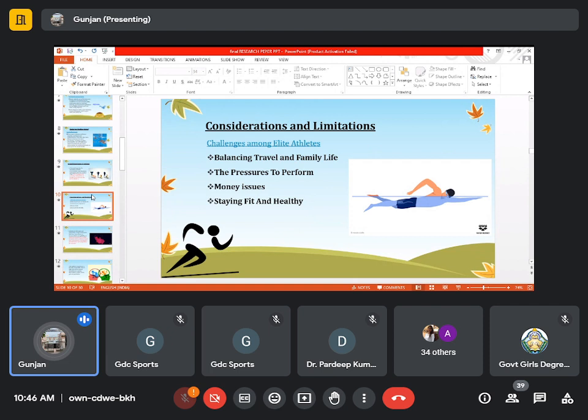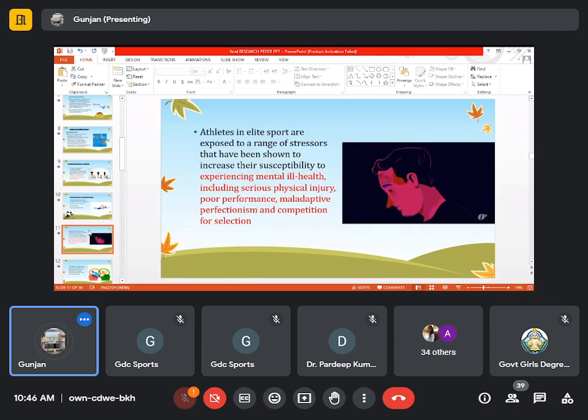So, challenges among elite athletes: balancing travel and family life, the pressure of performance, money issues, staying fit and healthy. These are the challenges among athletes while they are at the elite level. Athletes in elite sports are exposed to a range of stressors that have been shown to increase their susceptibility to experiencing mental ill health, including serious physical injuries, poor performance, and competition for selection.